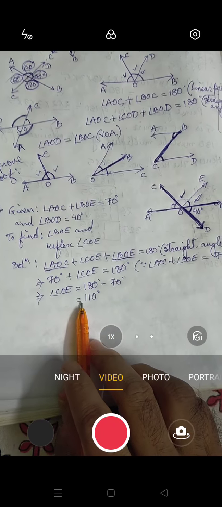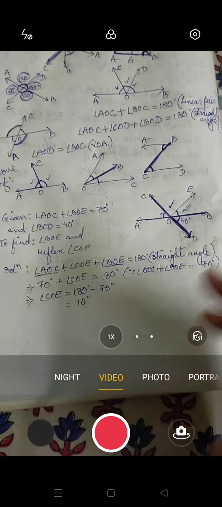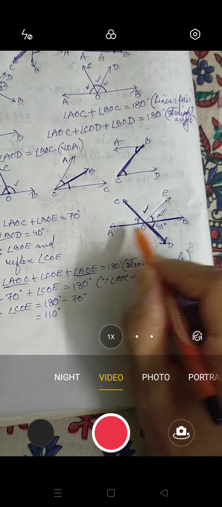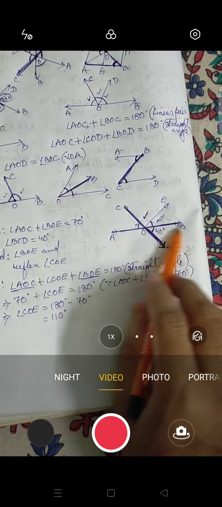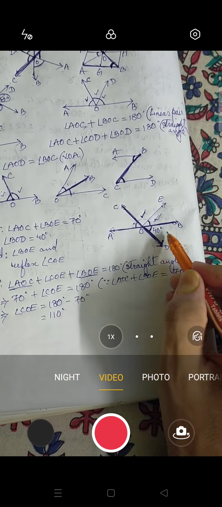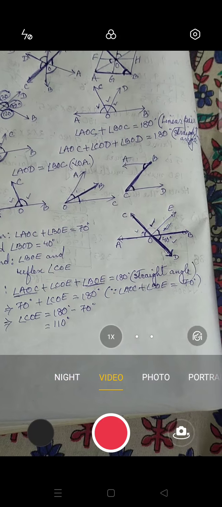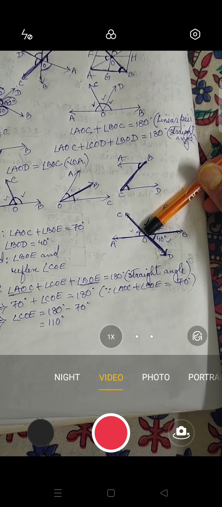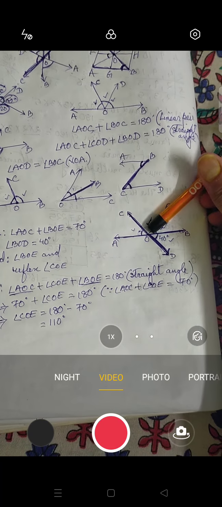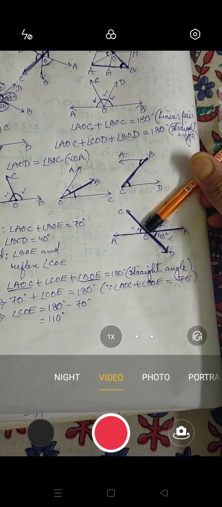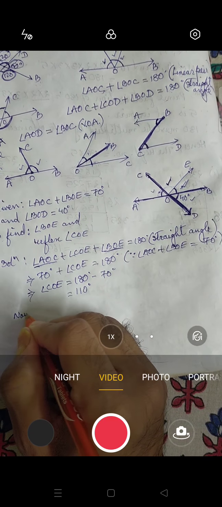That's why I have found angle COE. It's up to you what you want to find first. Okay, now can I say that this AOB, that means AB and CD is a line, so can I say that this angle equals this angle? Think nicely. If you forget this one, then can you say that this angle and this angle are equal? Just see, why? Vertically opposite angle. Very good. If you are thinking vertically opposite angle, very good.